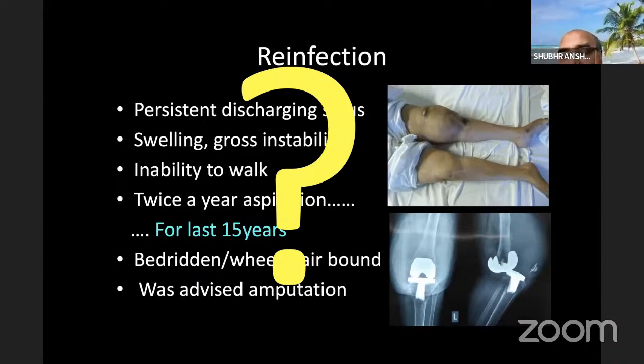Because while taking out the implants, suppose it gets comminuted, and you don't have anything, such as with osteoporotic bone. So I took a consent for amputation, and I told them I'll try to take it out and put a cement spacer.